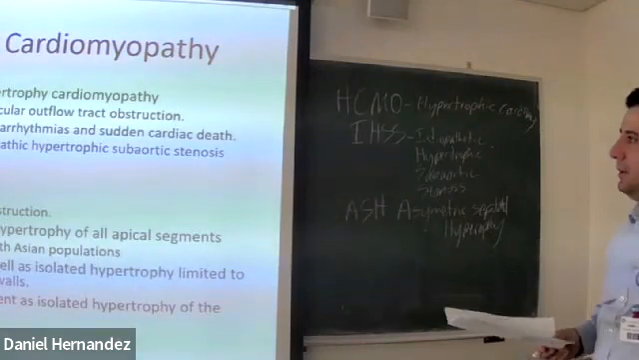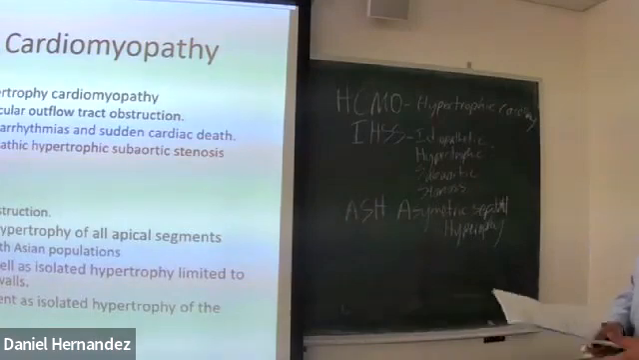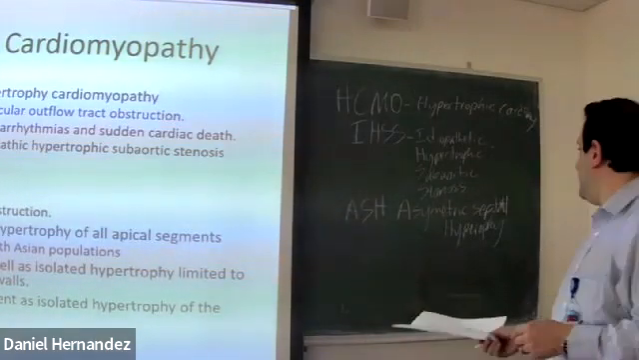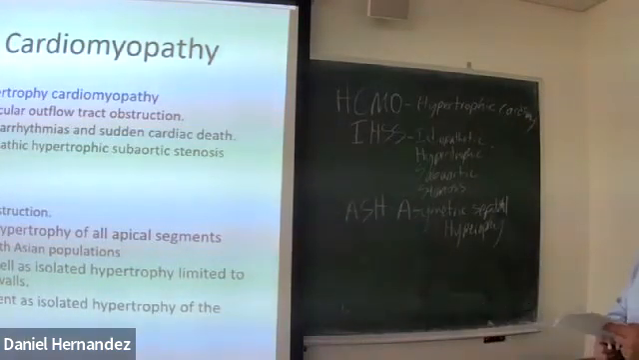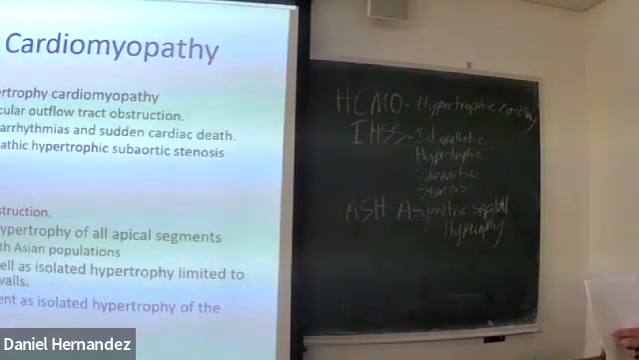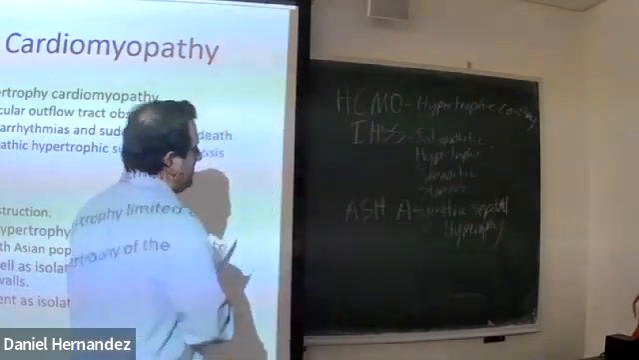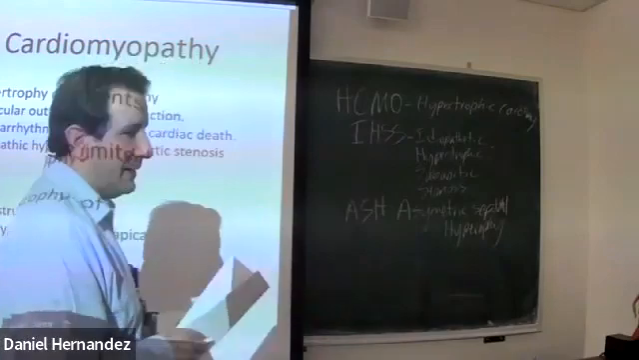All right, so when we're talking about our classic form of hypertrophic cardiomyopathy, that classic form is going to be our asymmetric septal hypertrophy or obstructive hypertrophic cardiomyopathy. So these will result in a dynamic left ventricular outflow tract obstruction. So that's where that term HISS also comes into play, idiopathic hypertrophic subaortic stenosis.